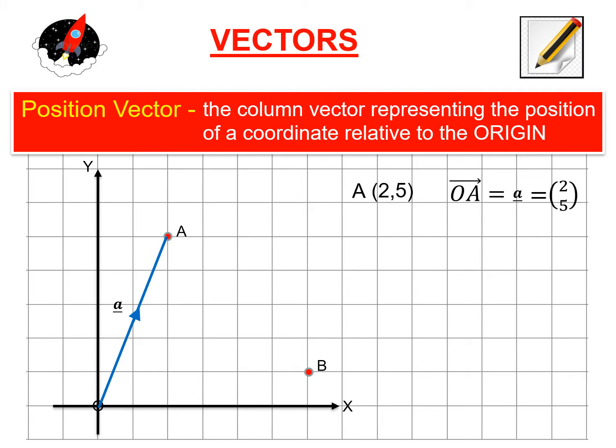Let's look at coordinate point B. We can see that that has the coordinates 6, 1. So the vector journey from the origin to B, that would be OB, or lowercase b, as we will label it. And we can see to get from the origin to B, we need to go 6 to the right and 1 up. So our column vector would just be 6, 1.